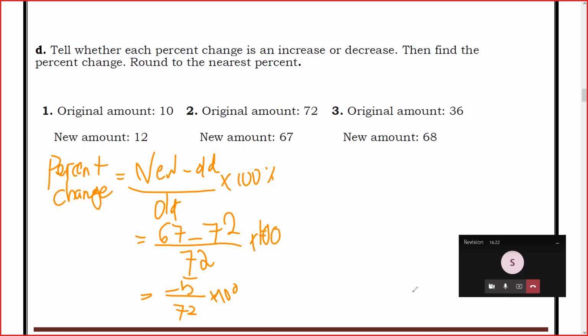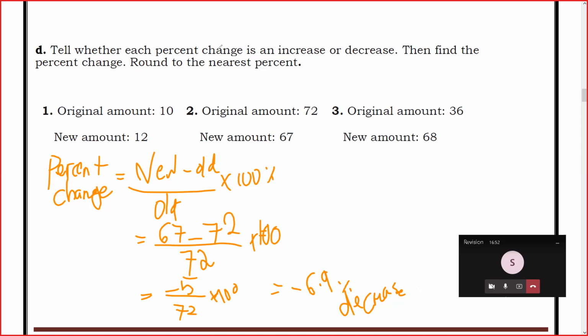I found the answer yesterday. It was negative 6.9%. Yeah, and since the answer is negative, so it's gonna be decrease. Is it clear? Yes. Okay.